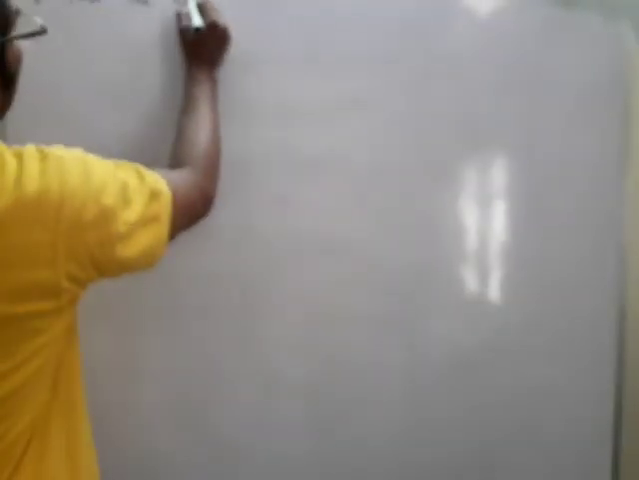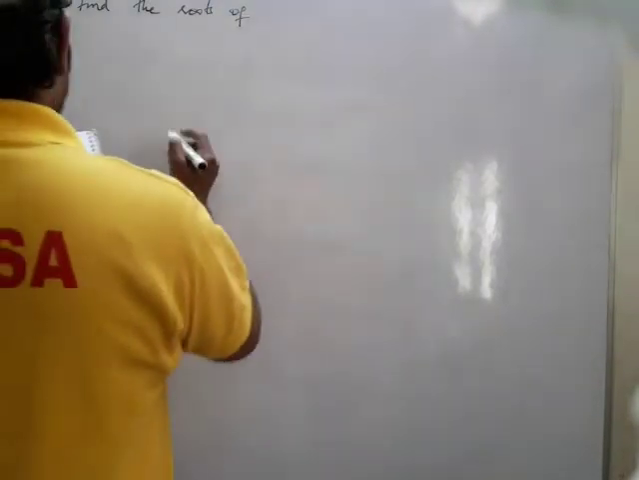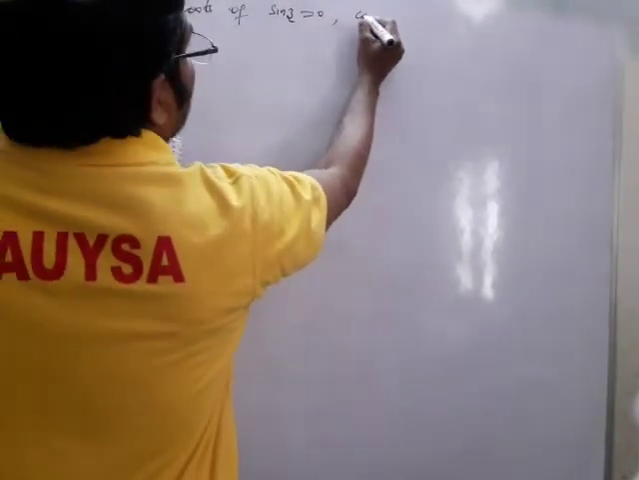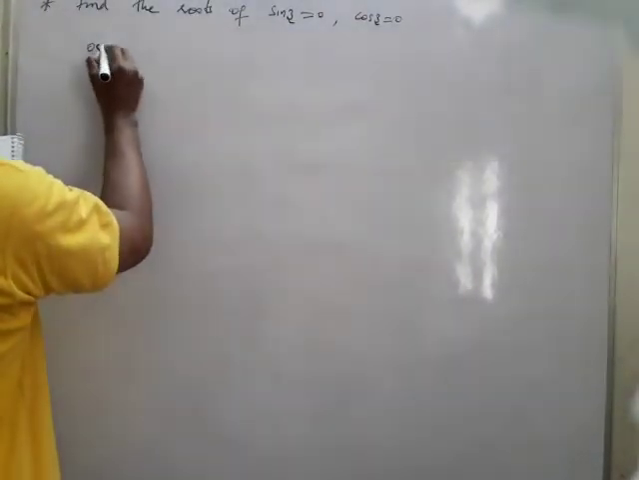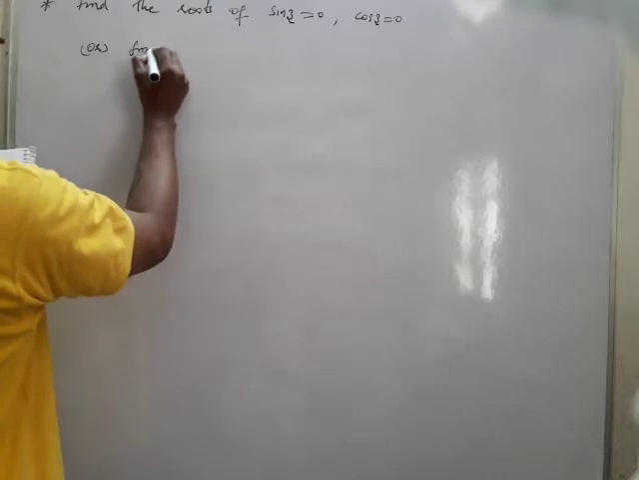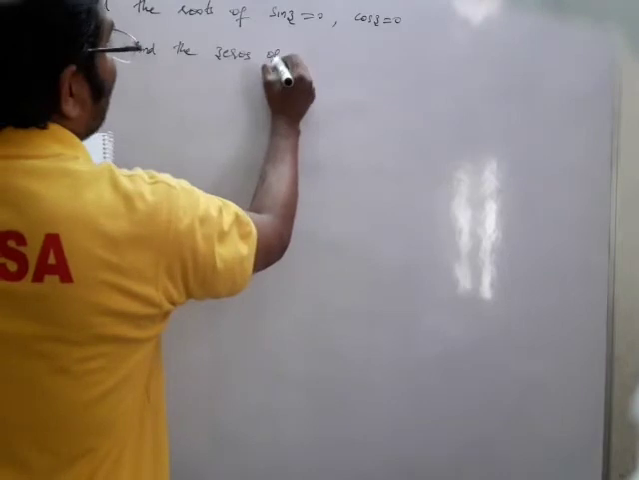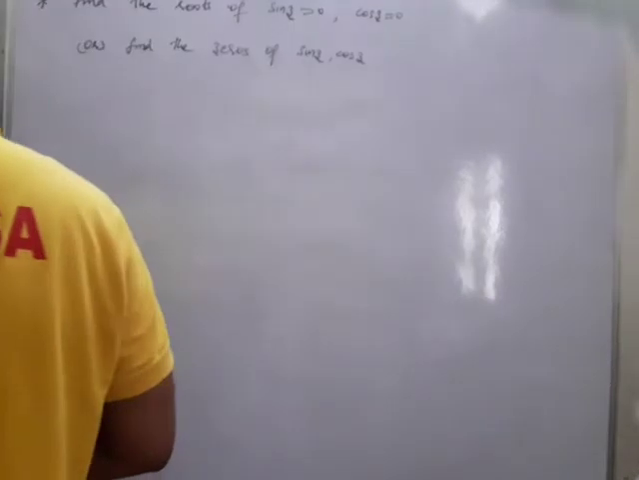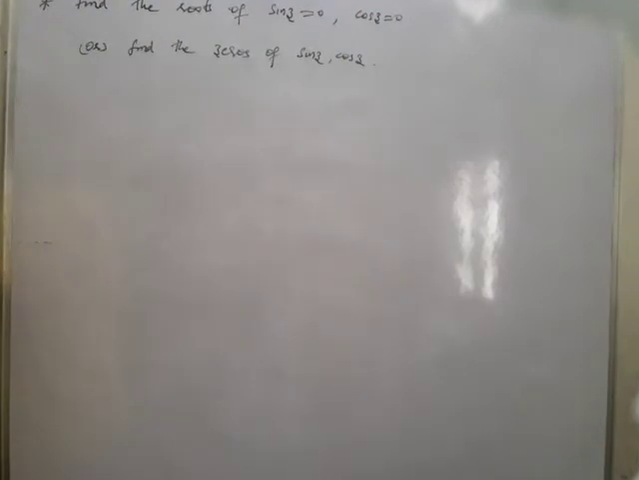Find the roots of sine z equal to 0 as well as cos z equal to 0. This is another problem. Or you can write this in the form: find the zeros of sine z and the cos z. Find the zeros of sine z and cos z. Now this problem we are going to do. Okay, so the first one, solution.